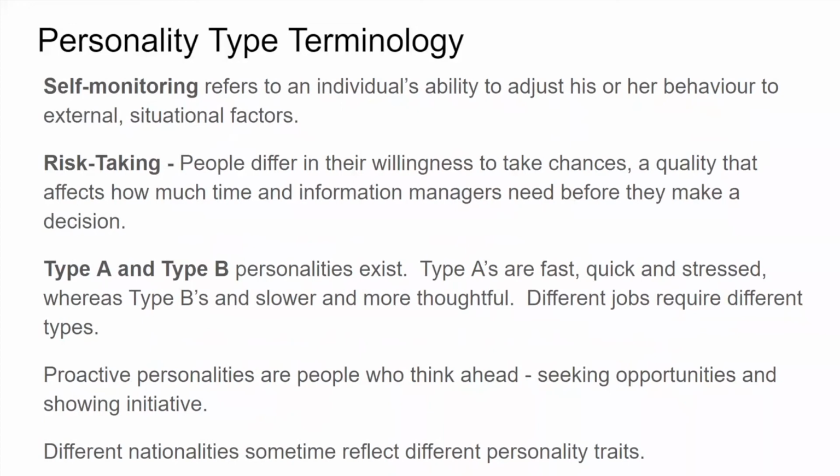So type A: fast, quick, and stressed, trying to get multiple things done at once, keeping it all up in the air. I think every mother has to be a type A personality. You need to be able to have a lot of things on the go and keep them all up in the air. And type A's really like that.